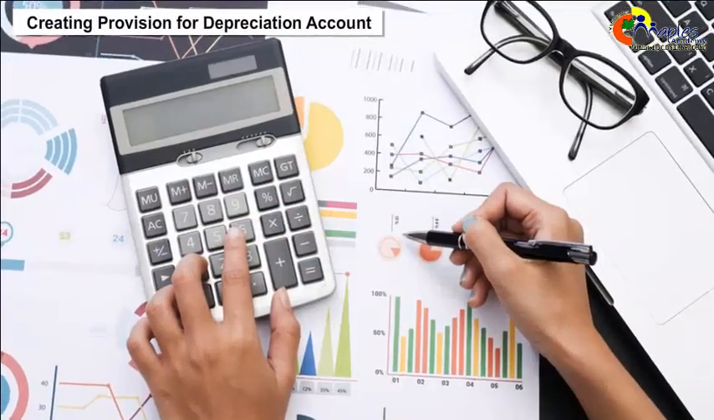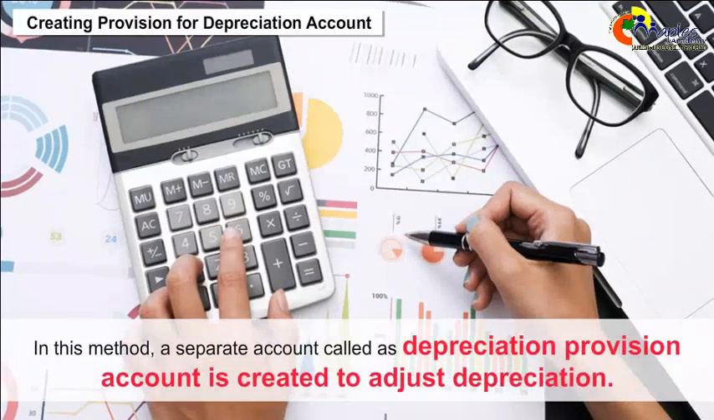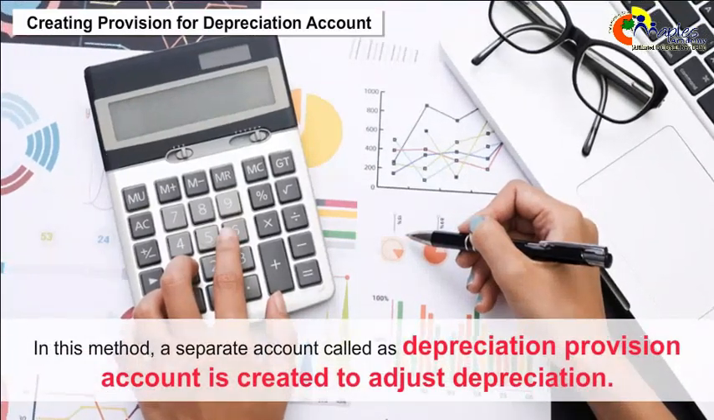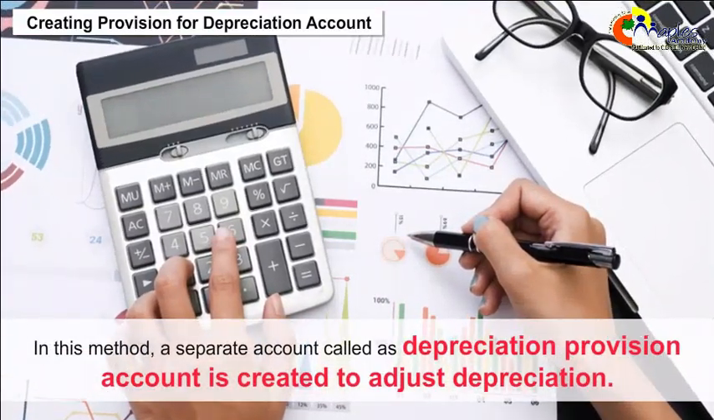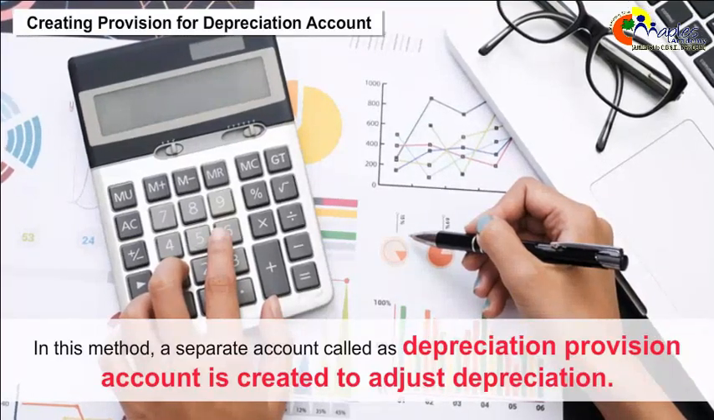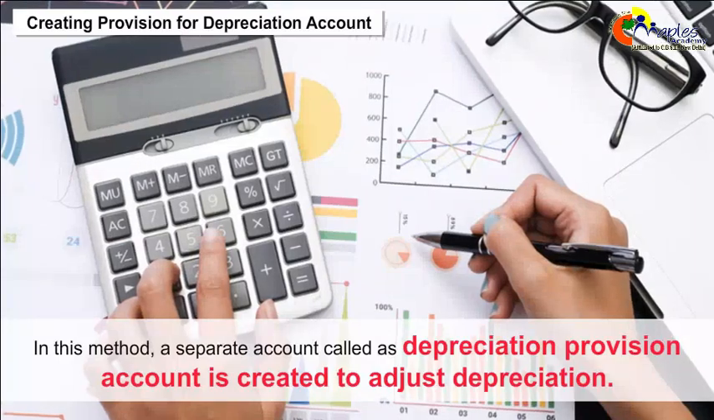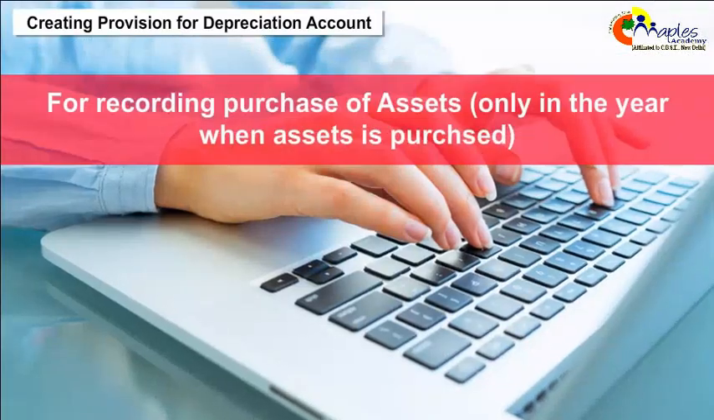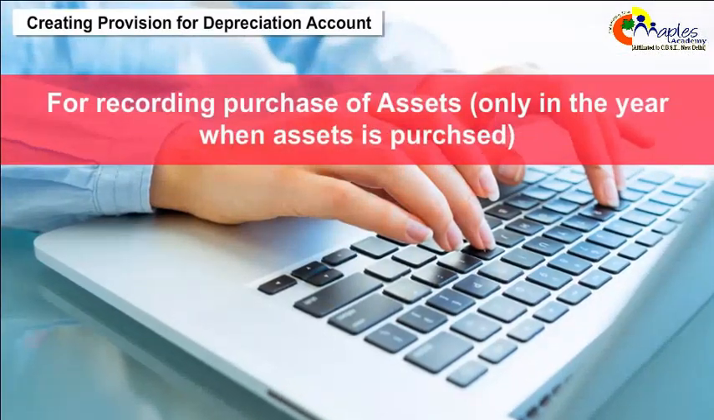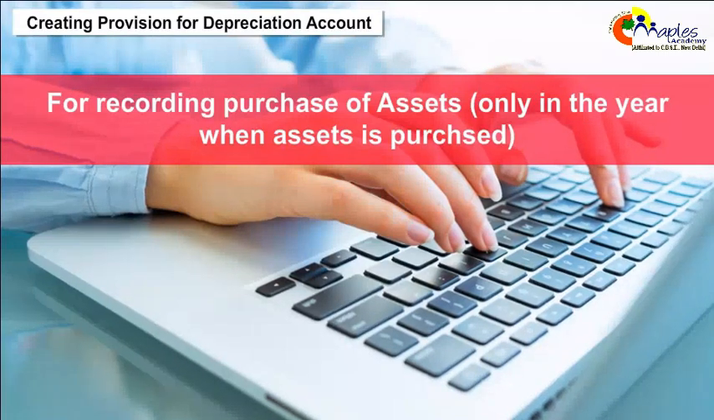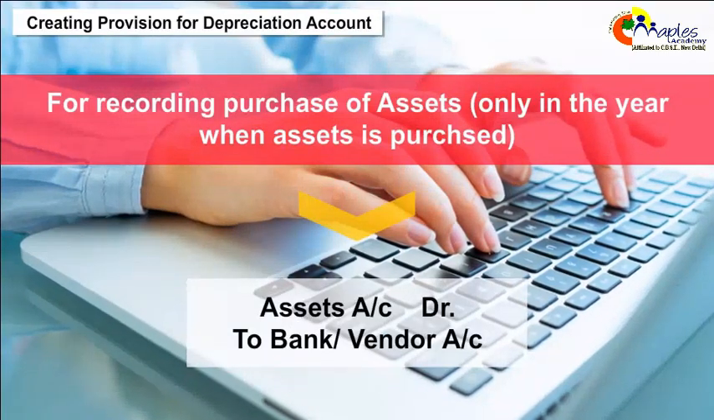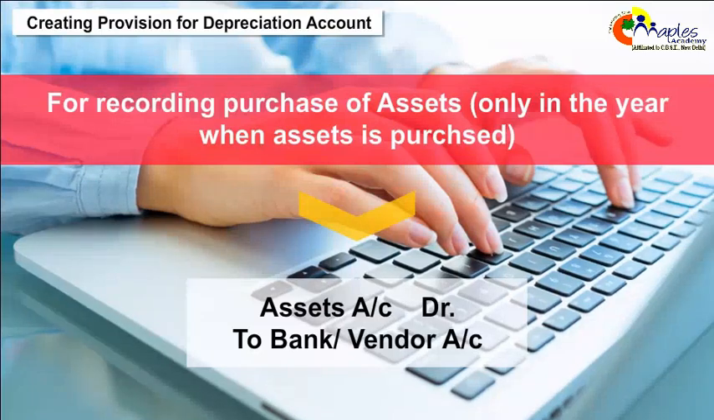Creating provision for depreciation account. In this method, a separate account called depreciation provision account is created to adjust depreciation. The entries that would happen in journal would be for recording purchase of assets only in the year when the asset is purchased, assets account debit to bank or vendor account.